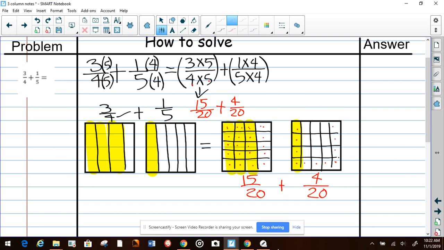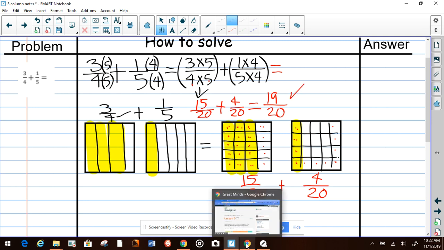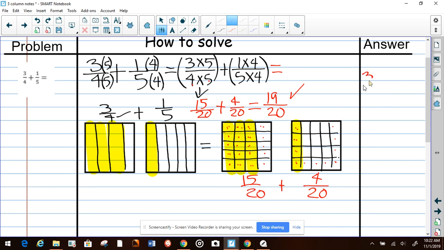So now we have our common denominators, which is what happened up here. Now we're going to add them up. 15 plus 4 equals 19, and the denominator is the same. So in total, we have 19 twentieths. Well, let's see if it's true. 1, 2, 3, 4, 5, 6, 7, 8, 9, 10, 11, 12, 13, 14, 15, 16, 17, 18, 19. And that is correct. So the sum of 3/4 plus 1/5 equals 19/20.